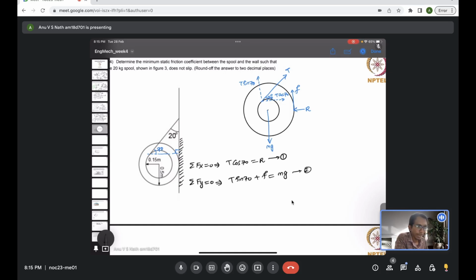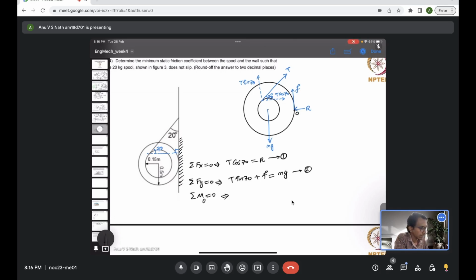Now we need to write the moment balance equation. Moment about any point should be 0. Just to eliminate together the friction and the reaction, which are the unknowns, I would choose this point, the contact point with the wall, O. So moment about O should be 0. That's our objective. So if we evaluate the moment about O, what are forces creating a moment? Give me a second.